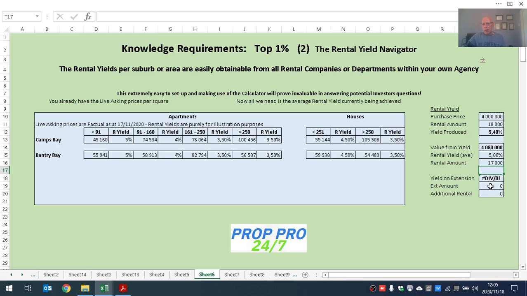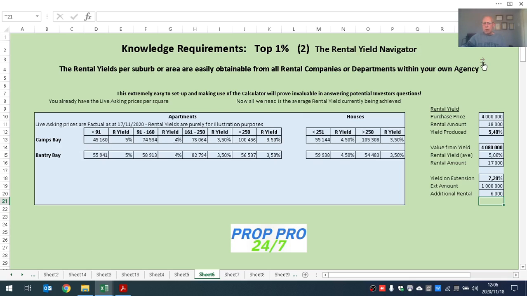Conversely, you might have a client that wishes to do extensions to his properties to the tune of 1 million, and the additional rental that he's hoping to enjoy is 6,000 per month. What is his yield on that extended portion of his property? 7.2%. Now, just this data alone, the rental yields in the area as well as the asking prices per square metre in the area, will put you in the top 2% of persons of knowledge of particular suburbs.